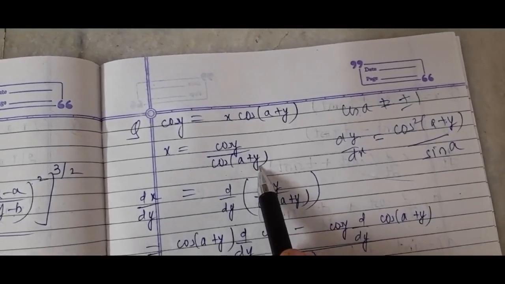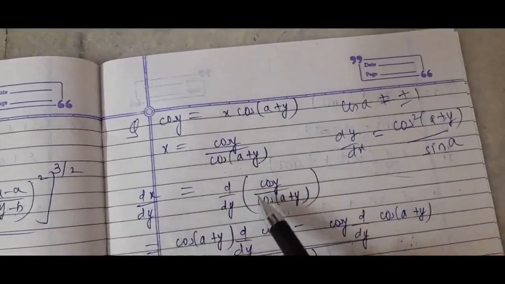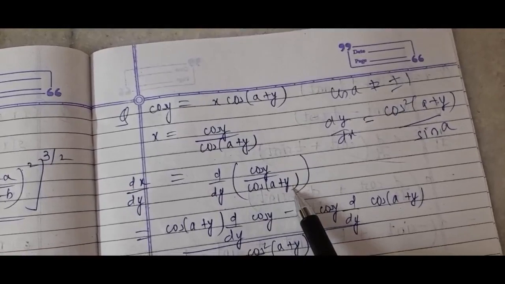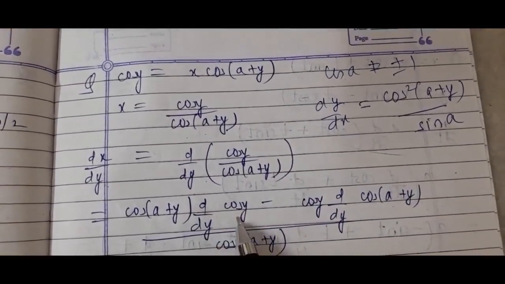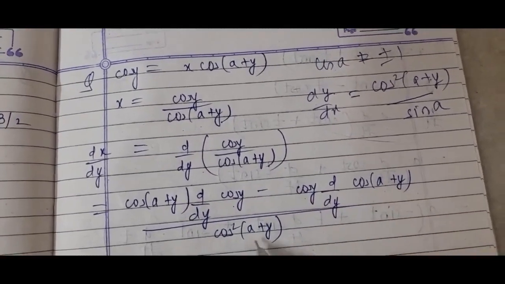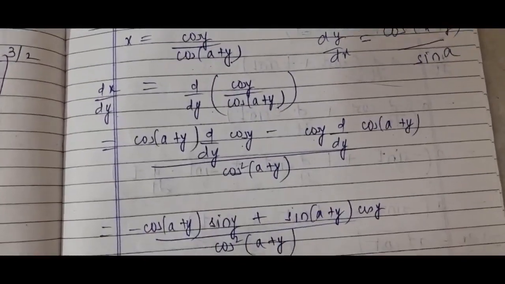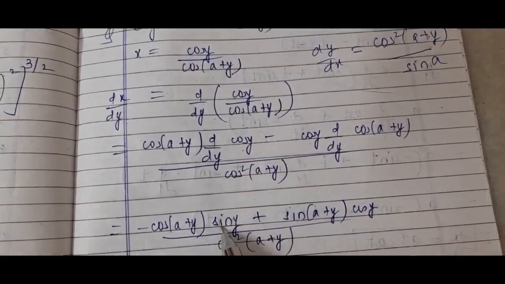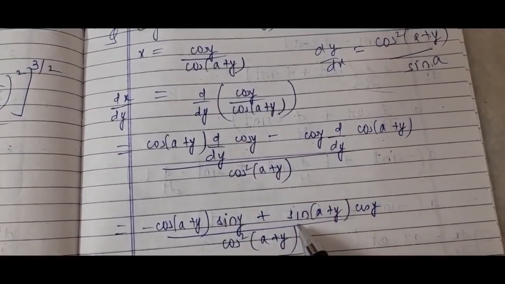Now we will differentiate with respect to y. So we will get dx by dy equal to d by dy of cos y upon cos of a plus y. Now using a formula f(x) upon g(x), so g(x) constant, d by dx of f(x), minus f(x) constant, d by dx of g(x), upon g(x) the whole square, that is cos square of a plus y. Next step we'll get, because differentiation of cos y is minus sin y, and differentiation of this will give minus sin of a plus y.